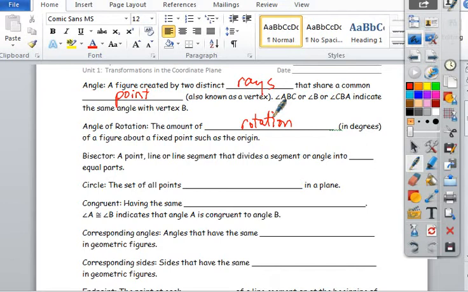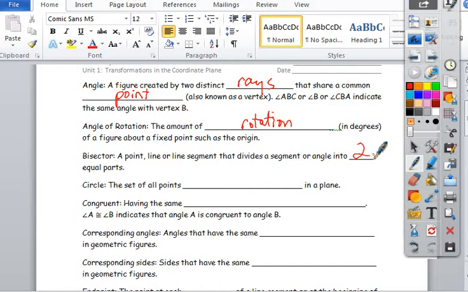What does bisect mean? Well, we know that bi means two. Sect means cut. So we're cutting it into two equal parts. If you ever hear bisector, whether it's segment bisector or angle bisector, you're cutting into two equal parts.